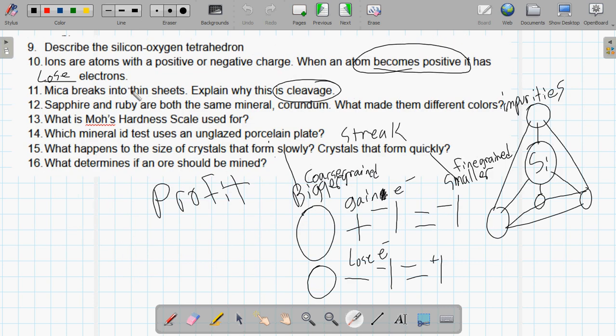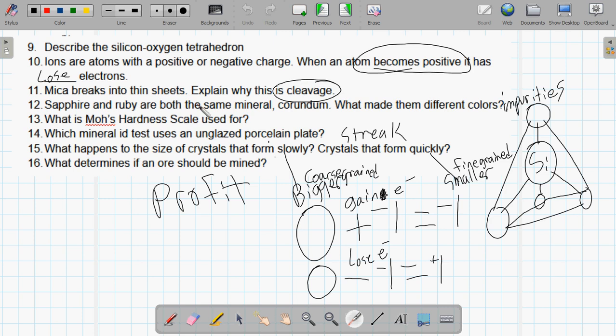Ions are atoms with positive or negative charge. So if an atom starts out neutral and gains or adds a negative electron, it has a -1 charge. So it becomes negative by adding negative electrons. If it loses an electron, it becomes positive.